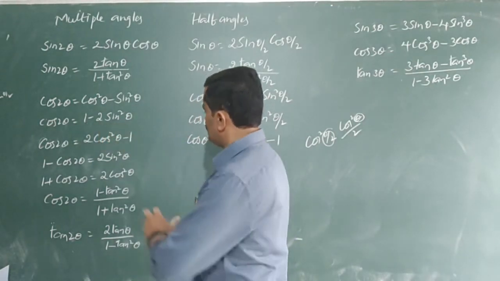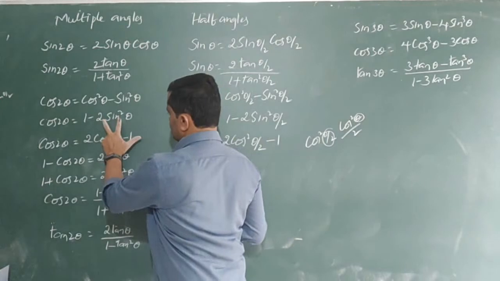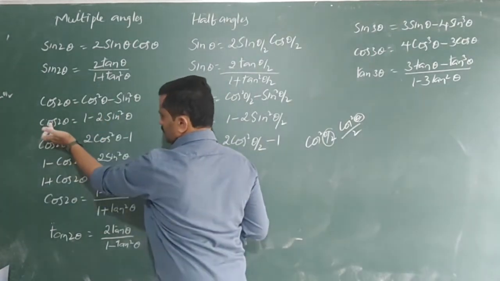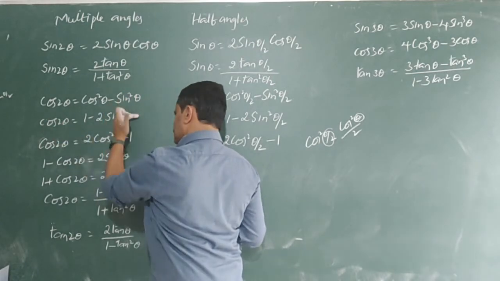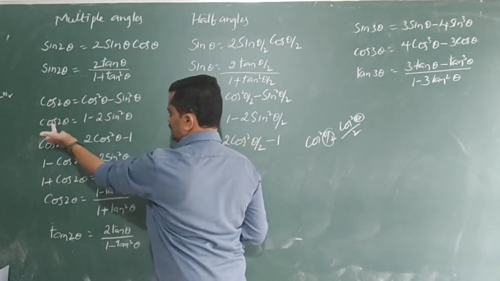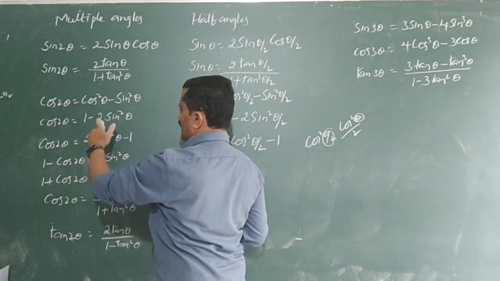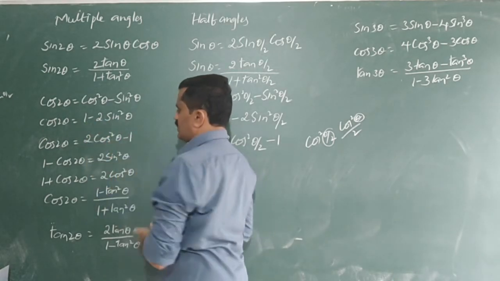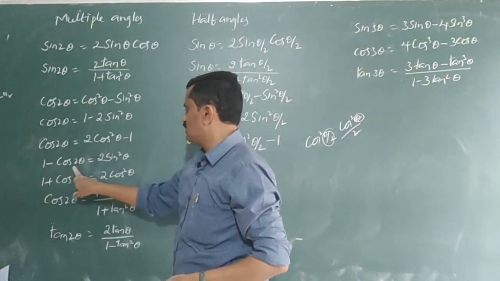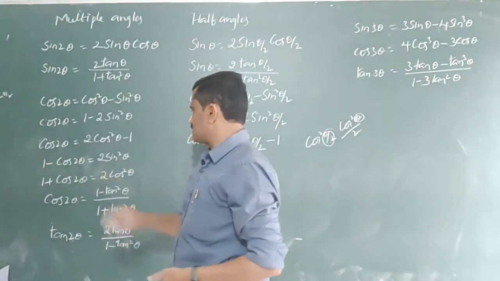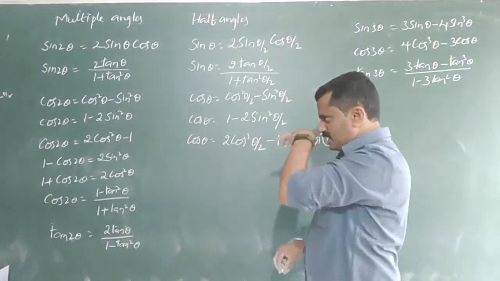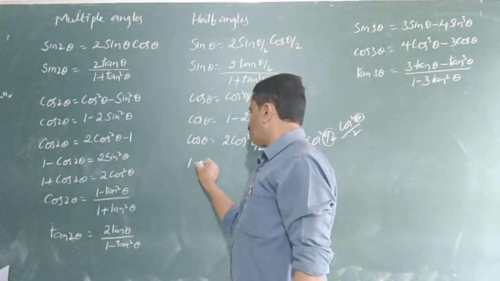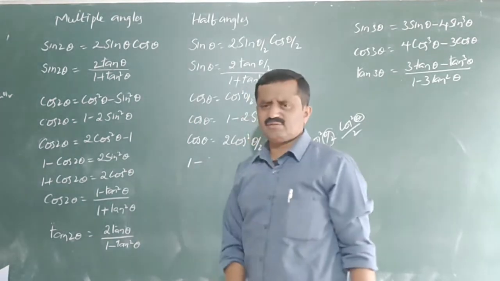That is cos 2 theta is equal to 1 minus 2 sin square theta. Then what about 2 sin square theta? Bring the 2 sin square theta to the RHS, and bring this cos 2 theta to the LHS. Therefore we have 1 minus cos 2 theta is equal to 2 sin square theta. Again that can be expressed in terms of half angles.